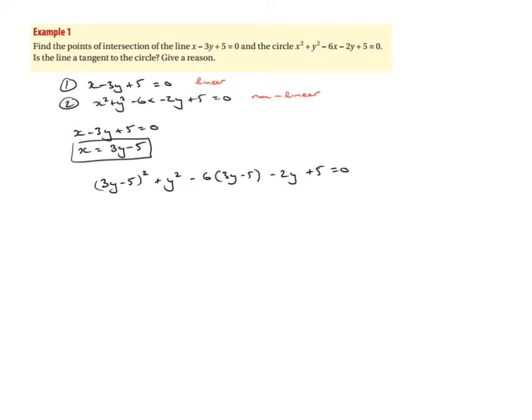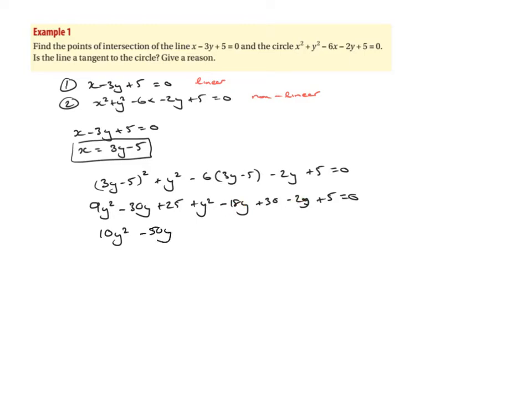We're going to multiply out this bracket. We get 9y squared minus 30y plus 25, plus the y squared, and then minus 6 by 3y is minus 18y, minus 6 times minus 5 is positive 30, minus 2y plus 5 is equal to 0. I'm going to collect the y squareds, the y's, and the numbers together, so we end up with 10y squared minus 30y minus another 18 is minus 48, so that's minus 50y.